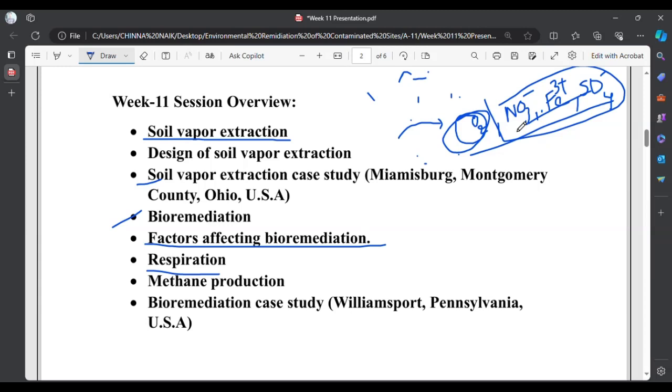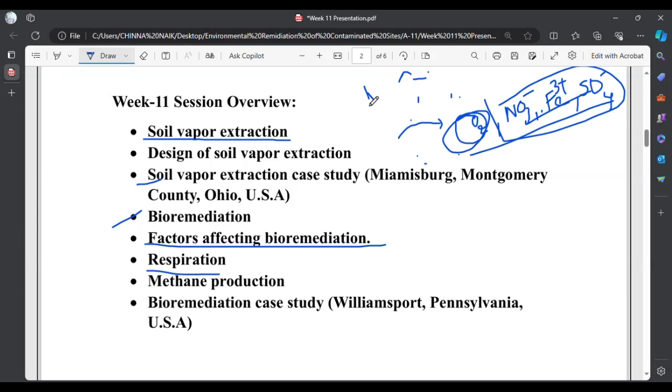So here in the respiration process, oxygen acts as the main electron acceptor. Also, in soil vapor extraction we are supplying air, and air contains oxygen. So the oxygen present in the air acts as an oxygen reservoir for the growth of microorganisms.